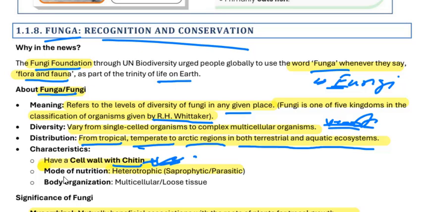The mode of nutrition is heterotrophic. Heterotrophic means it is either saprophytic or parasitic. Saprophytes, decomposers, all these words are used for fungi. Body organization we have already seen, that is multicellular loose tissue.